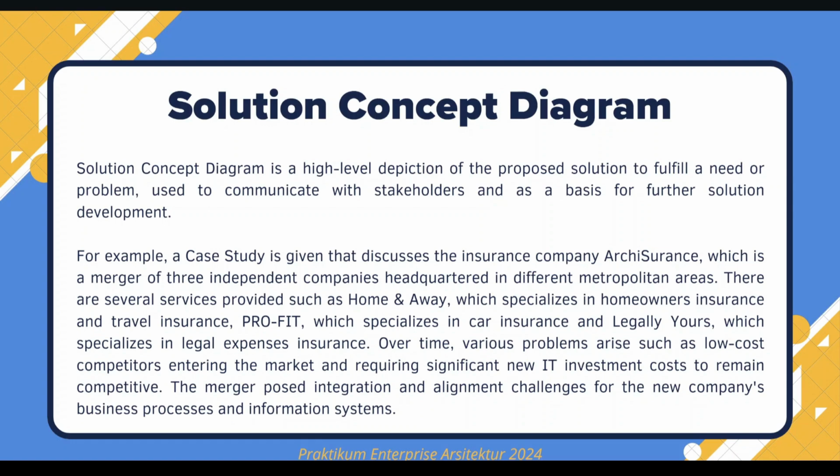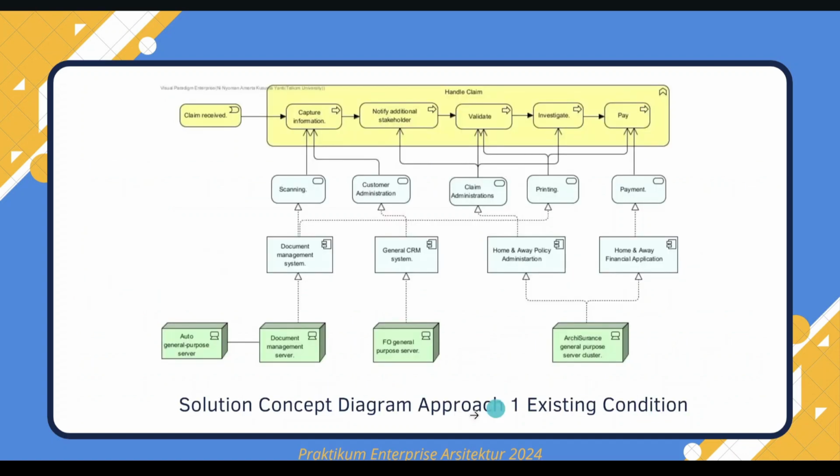This is a depiction of the solution concept diagram approach 1 with existing conditions, where there is a business function handle claim which contains a series of business processes. The business process is triggered by a business event, claim received. The business process is supported by various application services, and each application service is supported by an application component, and each application component is supported by a device.